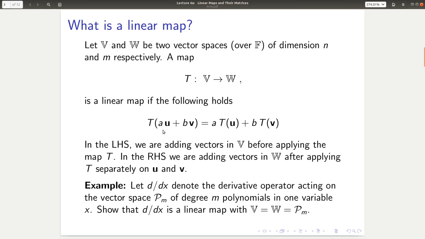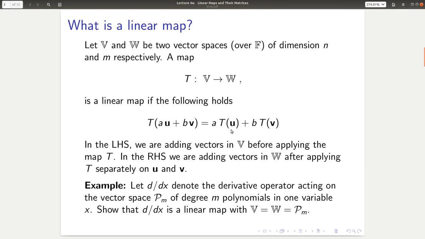So T, and a and b are scalars here. So T of au plus bv is equal to a T of u plus b T of v. What does this say? On the left hand side, you first do the addition of vectors in the space V and then apply this map T and get an element of W.